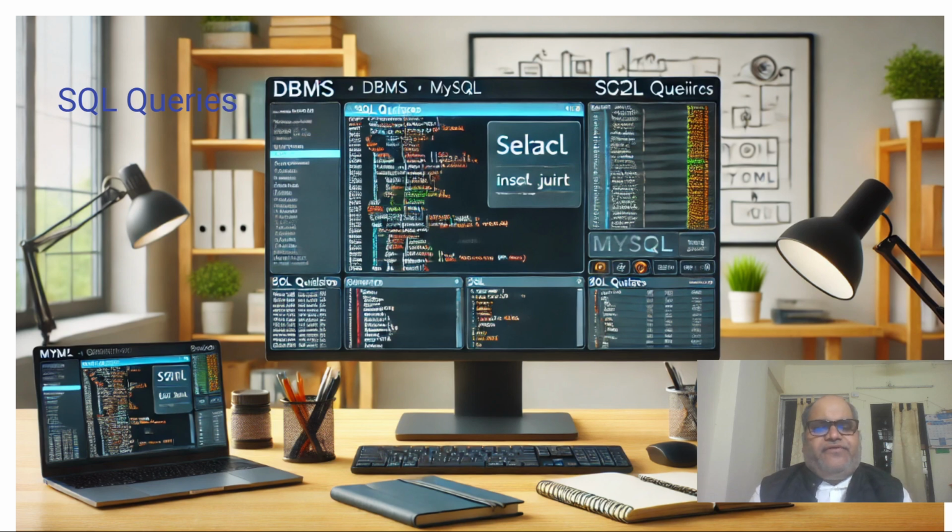SQL is the backbone of modern database systems. It helps us manage and manipulate data efficiently. Today, we will explore how SQL is used for tasks such as creating tables, retrieving data, and performing updates. By the end of the session, you will have a clear understanding of SQL's features and its importance.